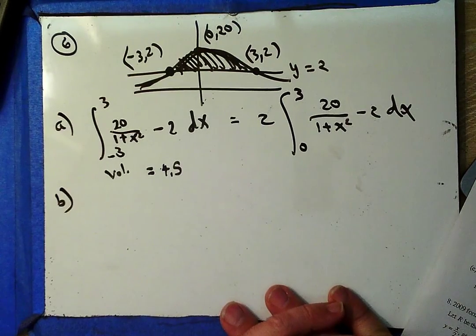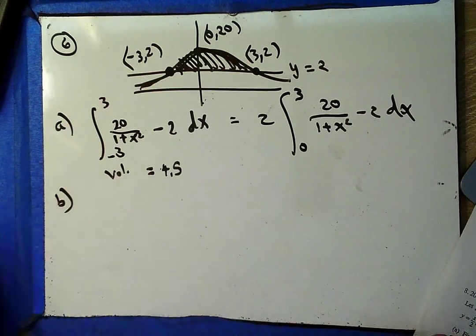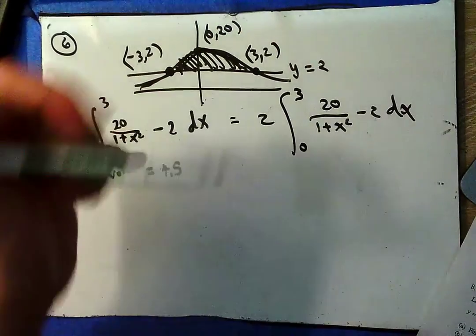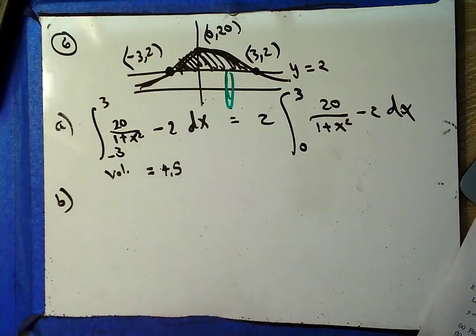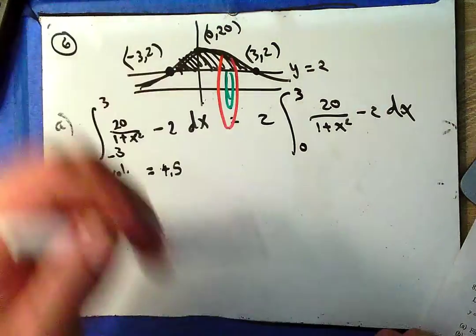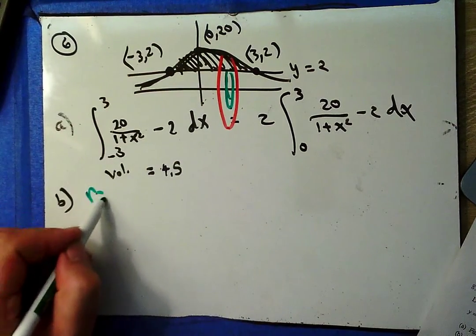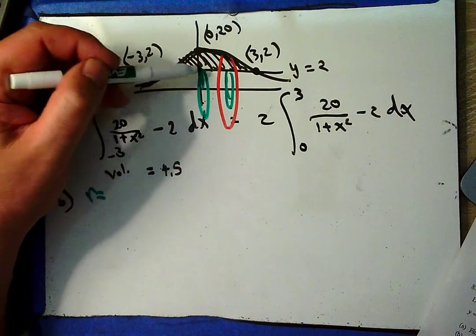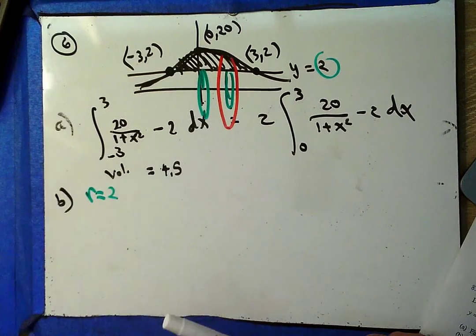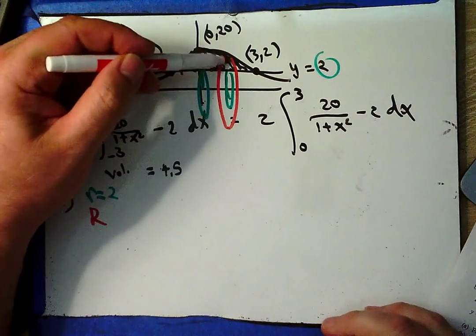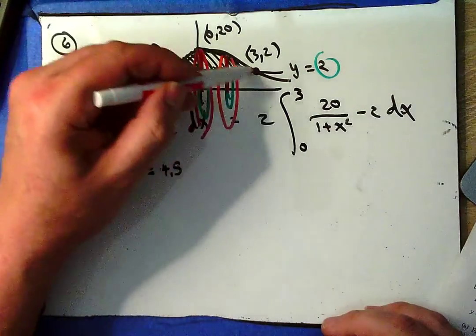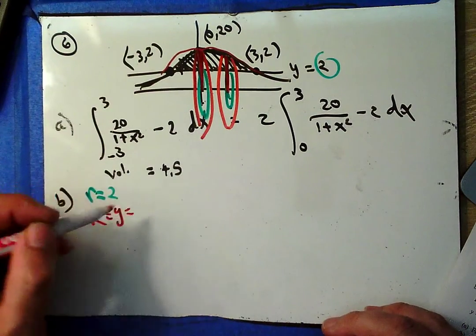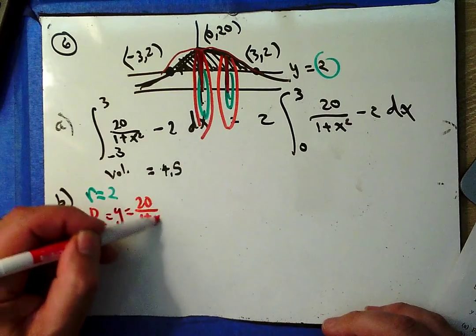Part B says find the volume when R is rotated around the x-axis. So we want to rotate this region around the x-axis, and I've got washers again. There's a little radius, and there's a big radius. It looks like my little radius is this height, which is 2. My big radius is this distance, which is determined by this top curve's y value. So this is y, and that's going to be 20 over 1 plus x squared.